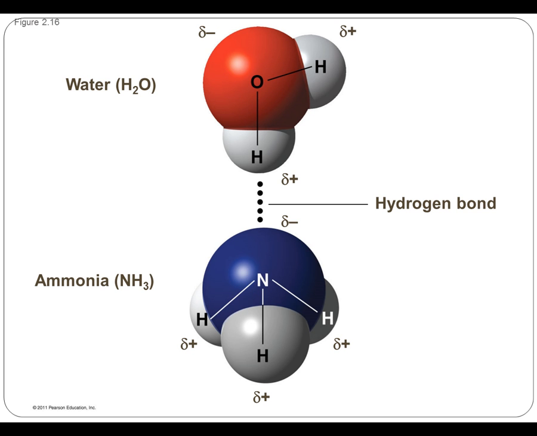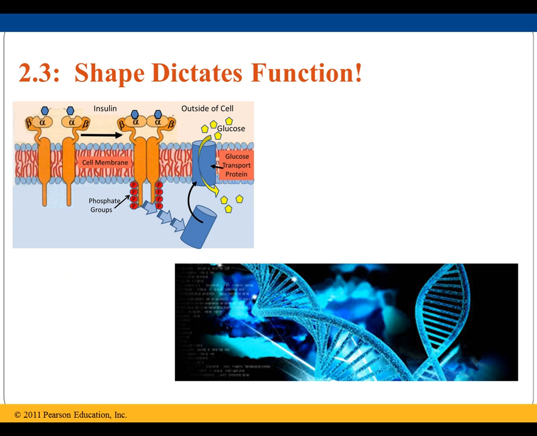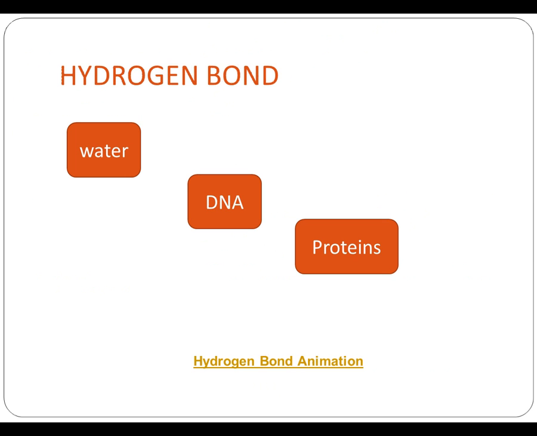In addition to, for example, finding it on water, we will find hydrogen bonds critical for holding the structure of this molecule called DNA, which you've probably heard of. Maybe you don't really understand yet, but you will. And proteins, critical to protein structure as well.